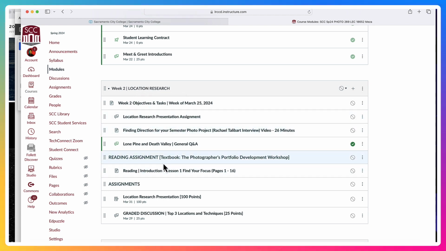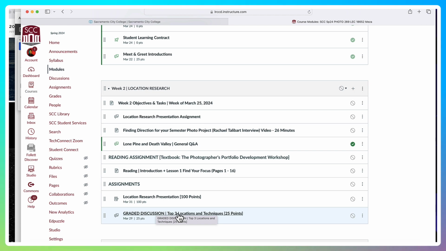You have 3 assignments this week. We have a reading assignment from the required textbook for this course, the Photographer's Portfolio Development Workshop, pages 1 through 16. The reading here, introduction and lesson 1. And then the research presentation that I'm going to be discussing with you. And then you also have a discussion assignment this week.